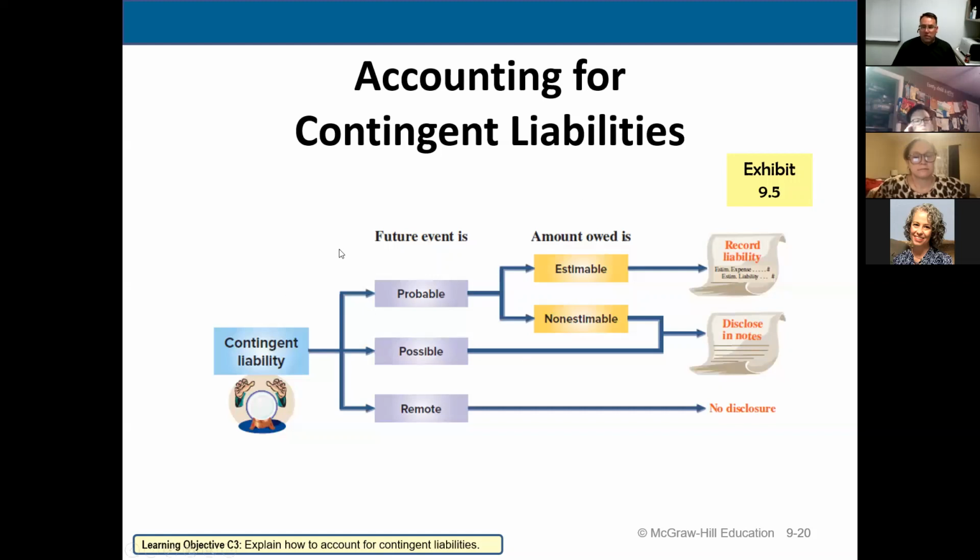And then if the likelihood is probable and it's not estimable, meaning we know we're probably going to have to pay out, but we don't have any sense of how much, then again, we disclose that in our notes. And if it is estimable, meaning we have a good idea of how much we have to pay, then we'll actually record it as a liability on our financial statements with a note explaining why we recorded that liability. So if it's probable to happen and we can tell how much, we should record that on our financial statements. Otherwise, if it's probable and we can't tell how much, or if it's just possible, then we just put it in the notes. We don't record it on the statements. And if it's remote, we don't make any disclosure at all.